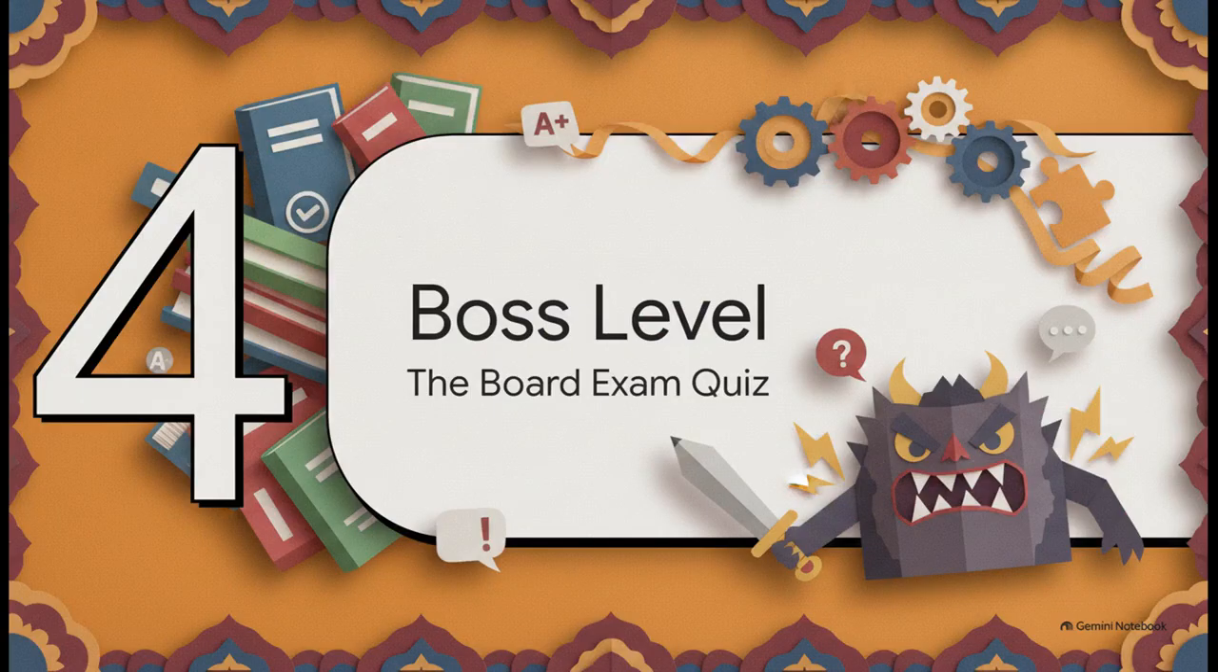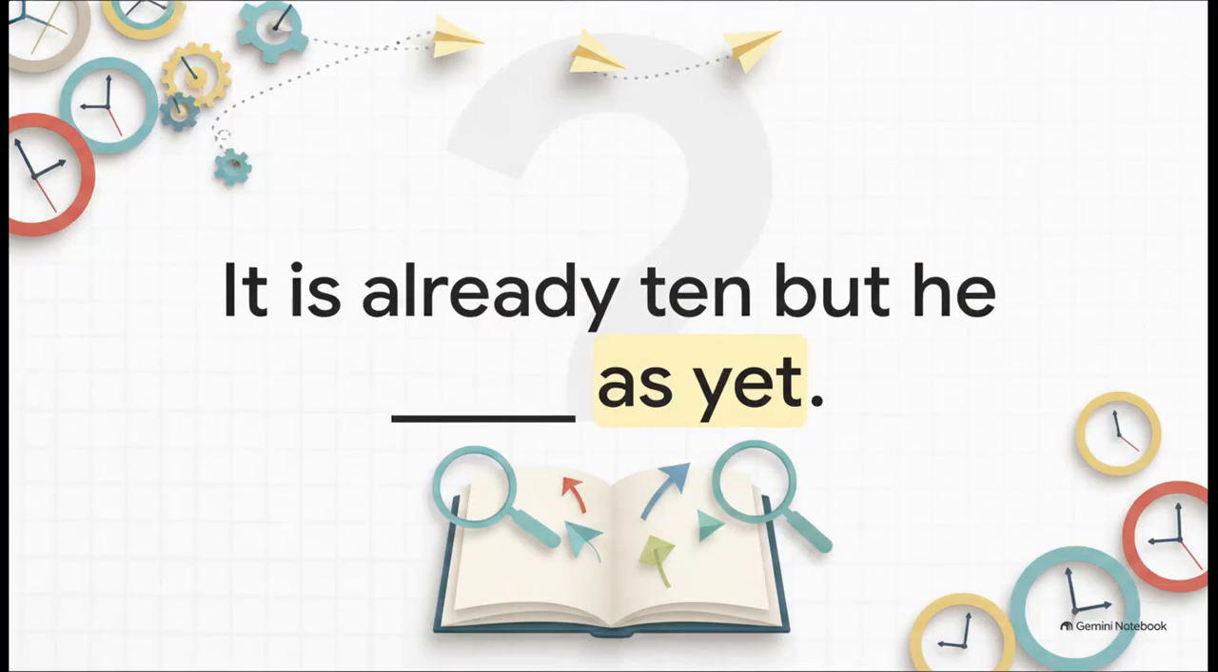All right, time for the boss level, the board exam quiz. All right, JNV East Garo Hills, let's see what you've actually got. Here is your first boss challenge. "It is already 10, but he blank as yet." Okay, quickly scan the sentence. Can you spot the hidden time indicator? Which option is it going to be?